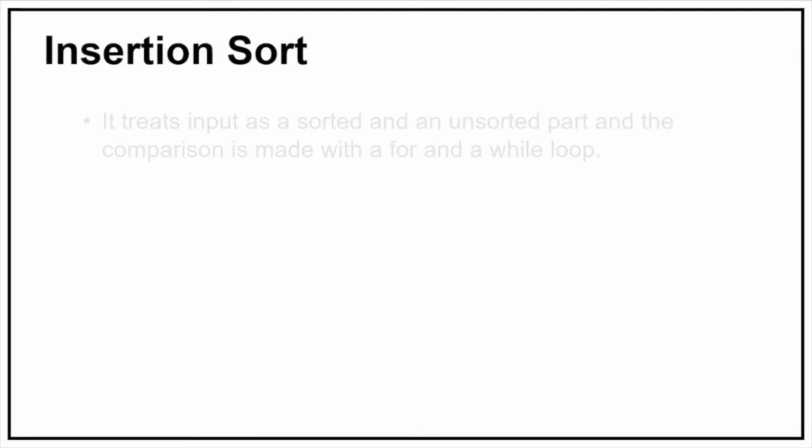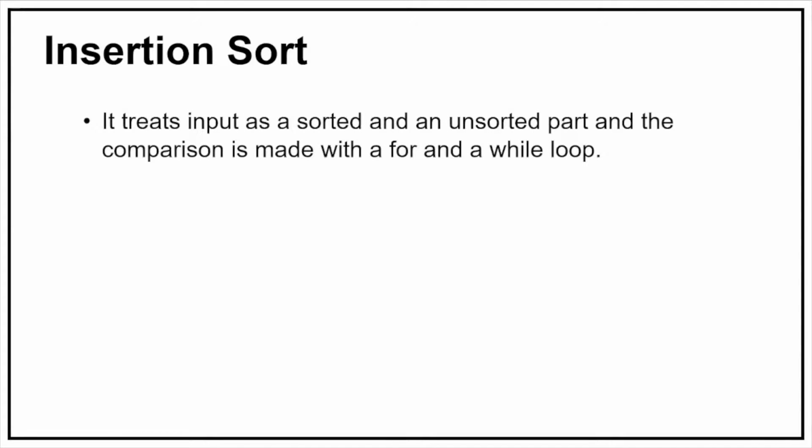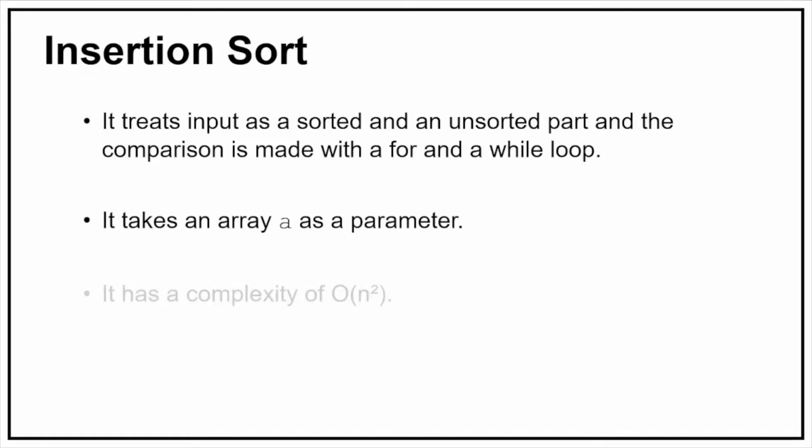Insertion Sort treats input as a sorted and unsorted part, and the comparison is made with a for and while loop. It takes an array A as a parameter, but also works for larger data types. It has the complexity of big O of n squared. This is because it has two loops.